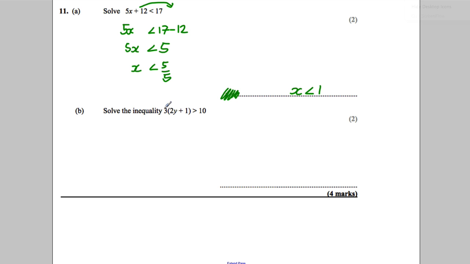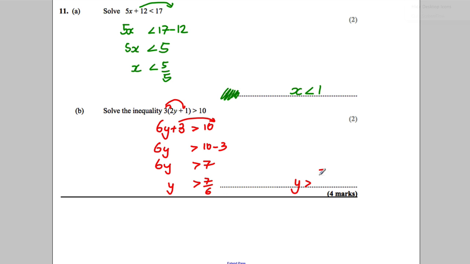Now this one had a bracket. First, expand the bracket like you would with an equation, but preserve your inequality. So 6y add 3 would be bigger than 10. Take away 3 off both sides. 6y would be bigger than 10. Subtract 3. So 6y would be bigger than 7. Divide by 6, y would be bigger than 7 over 6. Y bigger than 7 over 6. And we're done there. That's everything for inequalities.